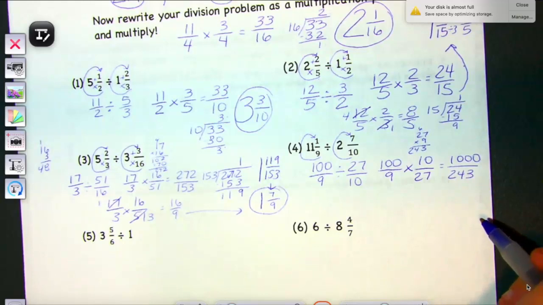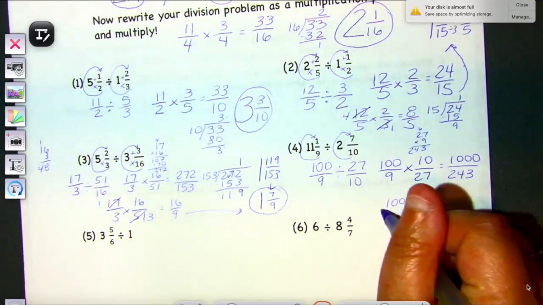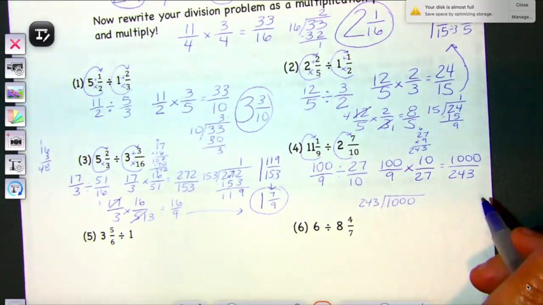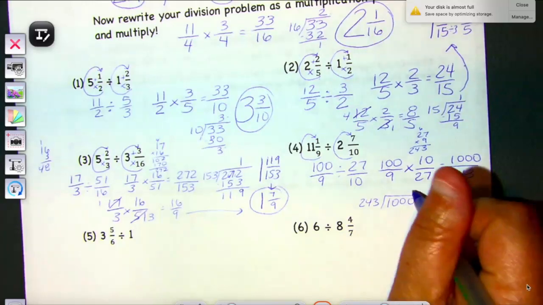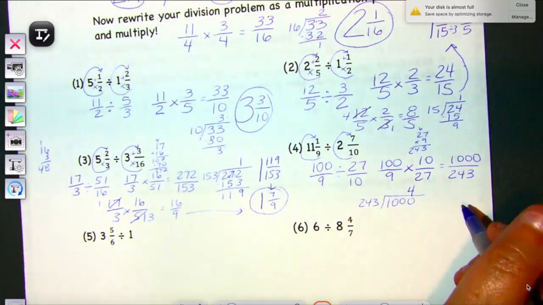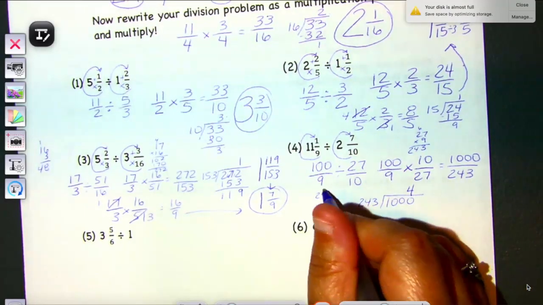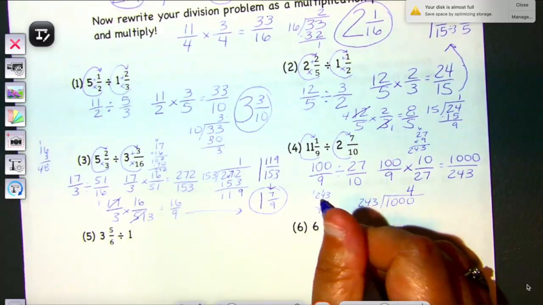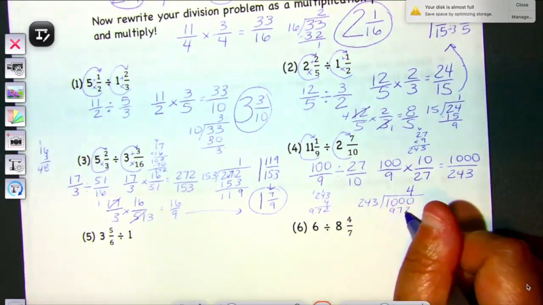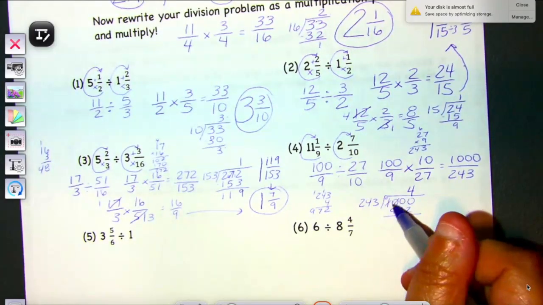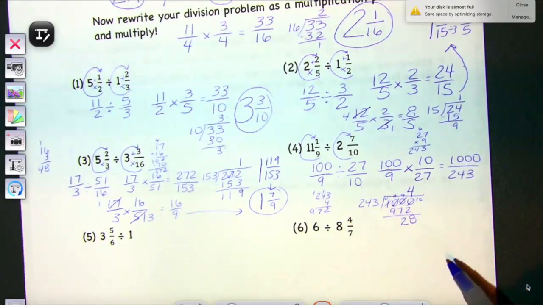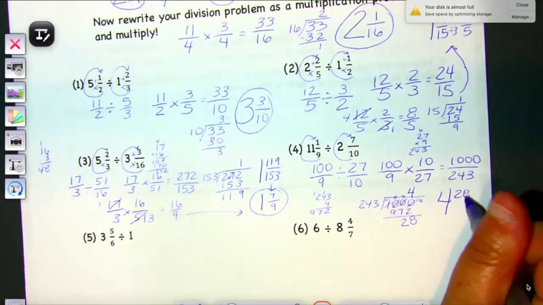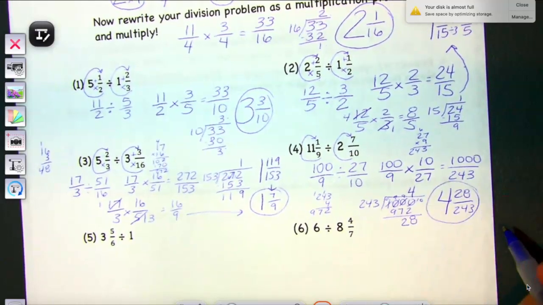Now that's improper, so I've got to fix it. So I need to say how many times can 243 go into 1,000? Well, if I estimate and I say, well, 243 is close to 250. I know that 250 can go into 1,000 4 times. So I really think it's going to be 4. But let's see what 243 times 4 is. It's 972. Which is going to give me 28 left over. So our answer is 4 and 28 over 243. Once again, that's a big one, kind of a hard one. I'll try to keep them away from doing that on quizzes.